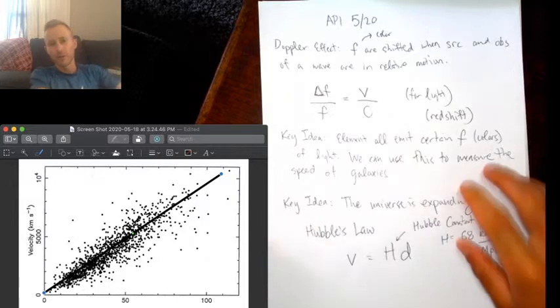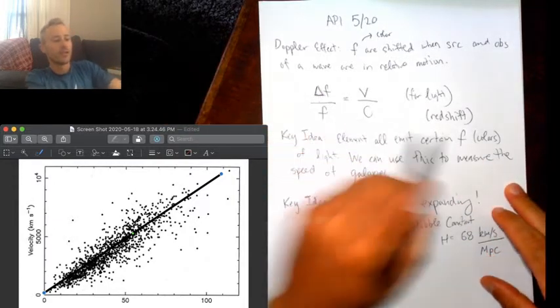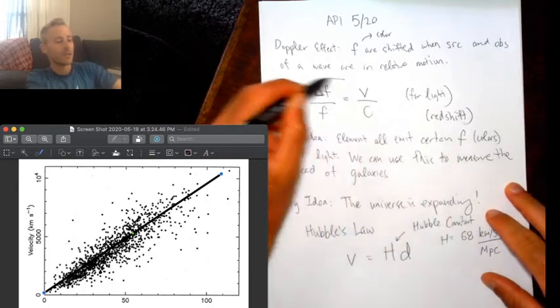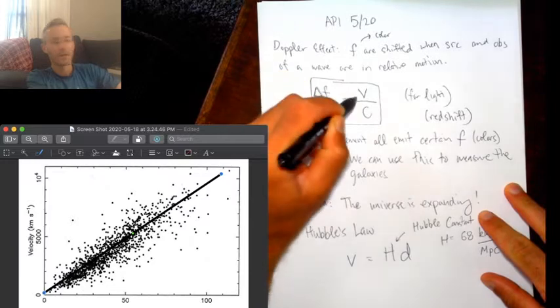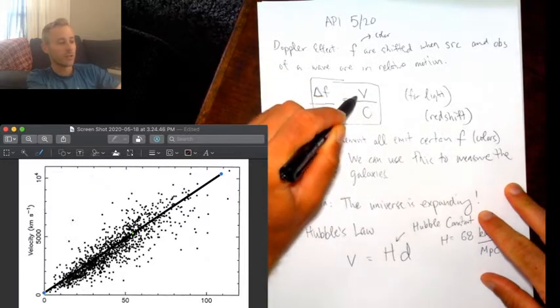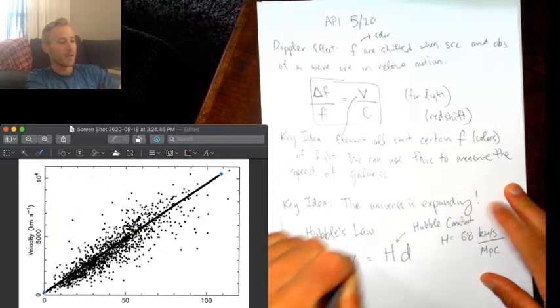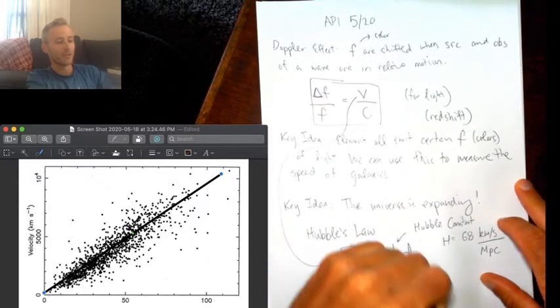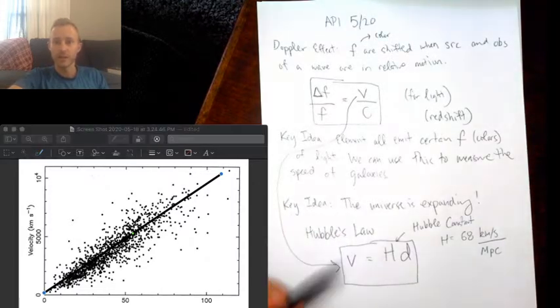So here's what we do. We use the Doppler effect equation to calculate the velocity. Okay? So we know the velocity. Then we plug that into Hubble's law, and now we know velocity, so we can solve for distance. So that's how we know how far away really distant galaxies are.